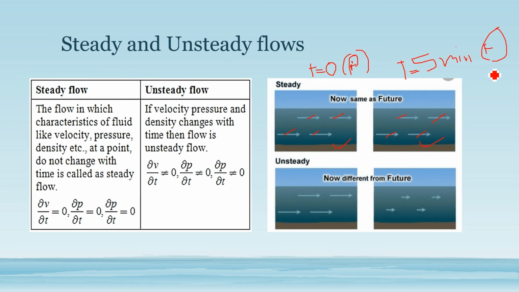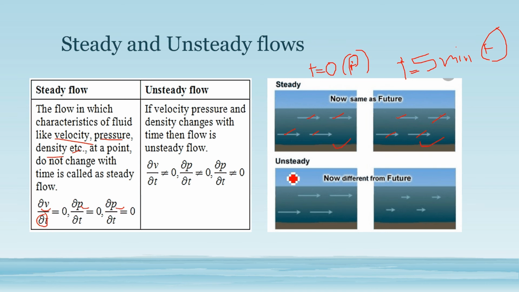So in the future of 5 minutes, the characteristics of the fluid do not change. It is the same. See, the arrows are the same. And what are the characteristics of fluid? It is the velocity, pressure, density, discharge. Okay, so these are the different parameters. So with respect to time, the velocity, the pressure, the density do not change. Hence, it is equal to 0. Del V by del T mathematically is equal to 0.